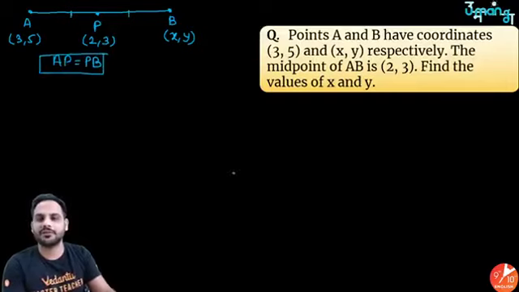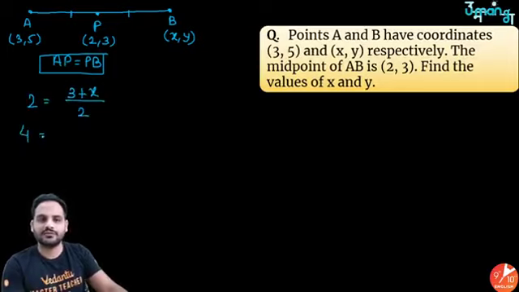Simple यार, midpoint formula use करो. So x coordinate of P, which is 2, is equal to x1 plus x2 over 2. So मतलब 3 plus x divided by 2, shift 2 over there. 4 is equal to 3 plus x. You got x is equal to 1.